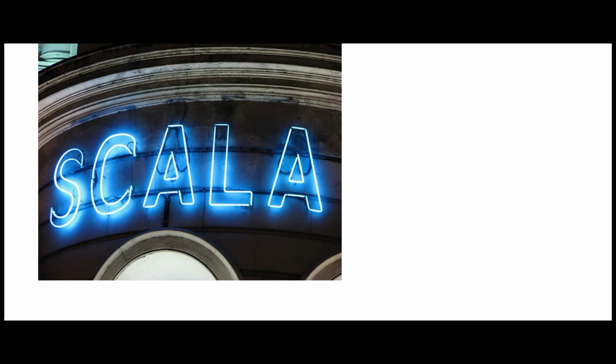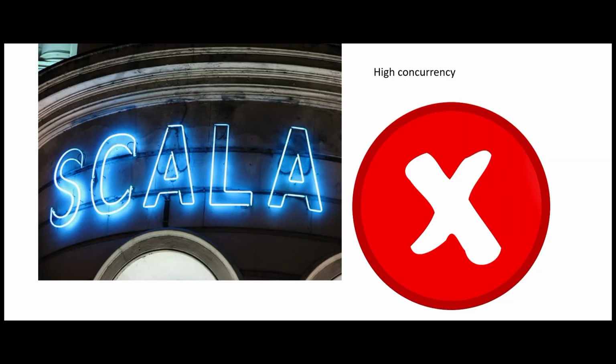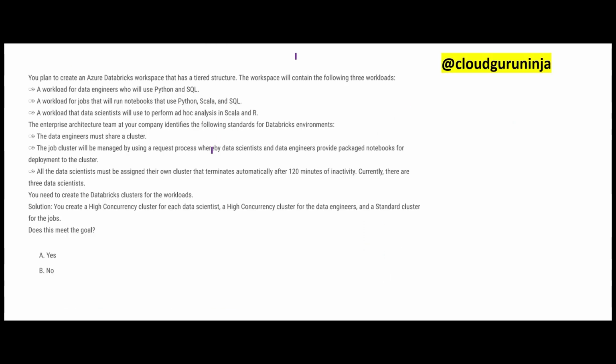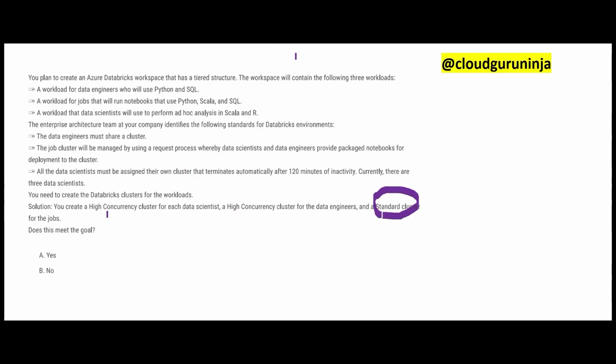Now, one thing I would want you to remember about Scala. What is Scala? It is an object-oriented functional programming language. Now, one thing you should remember is Scala does not work with high concurrency. So in this case, we have an automated job, which is using Scala, and what it says here is for automated jobs, they will put standard clusters. Will it work? Yes, it will work because high concurrency does not work with Scala. Standard works. Now, data scientists are also making use of Scala. So for data scientists also, we should have a standard cluster, but this guy is putting a high concurrency cluster, and that is the reason why this is wrong.